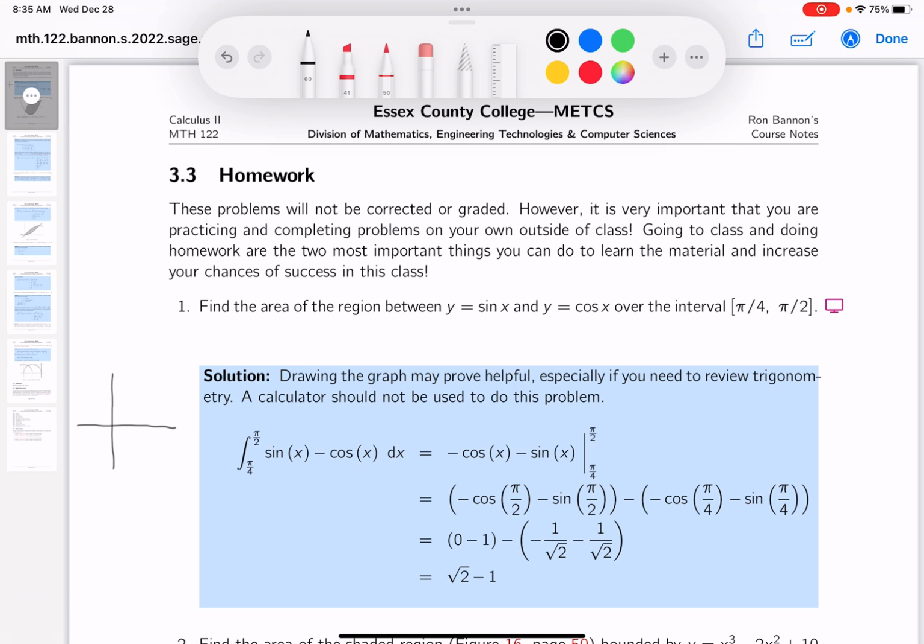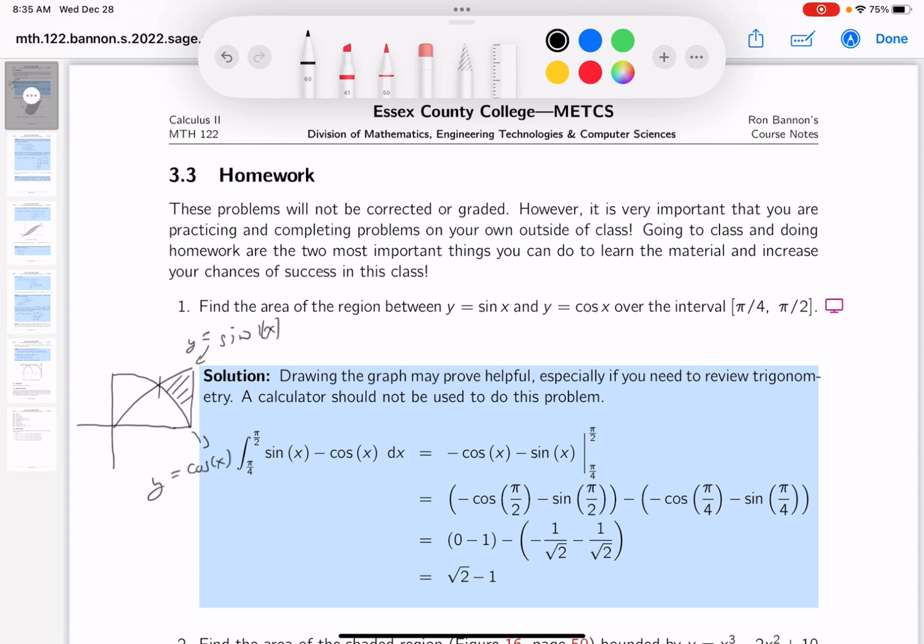And the cosine function looks like this over here. And the sine function looks like this over here. All right, so this is the sine function. And this over here is the cosine function. And what they want is the region between pi over 4 and pi over 2. So we're looking at this region over here.